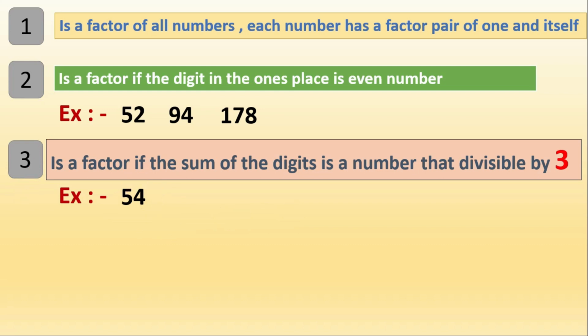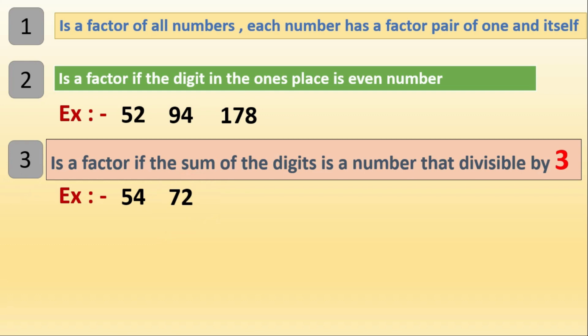Okay, another example, 72. Add the digits. 7 plus 2. 7 plus 2 equals what? Equals 9. And you can divide 9 by 3 equals 3. So 3 is a factor of 72 because 3 is a factor of the sum of digits.